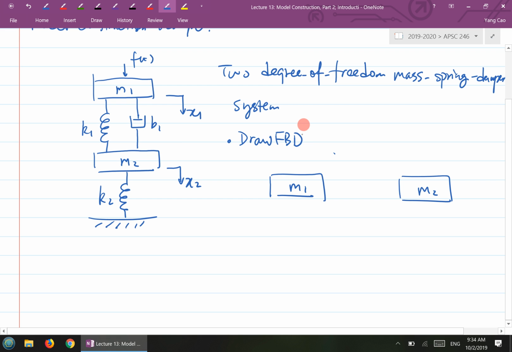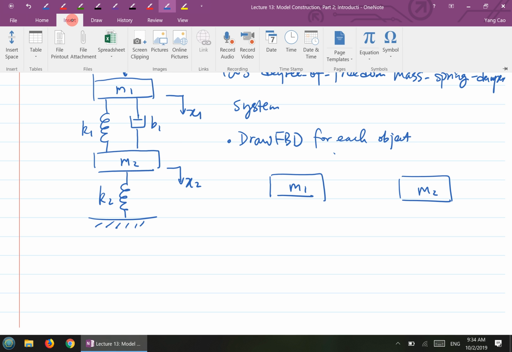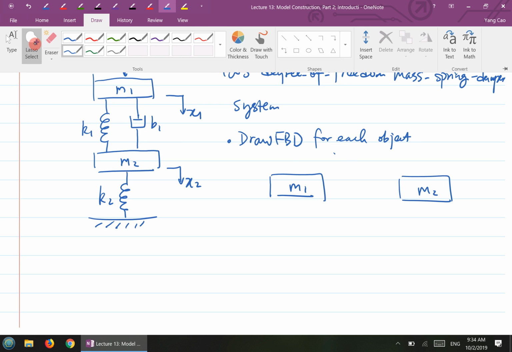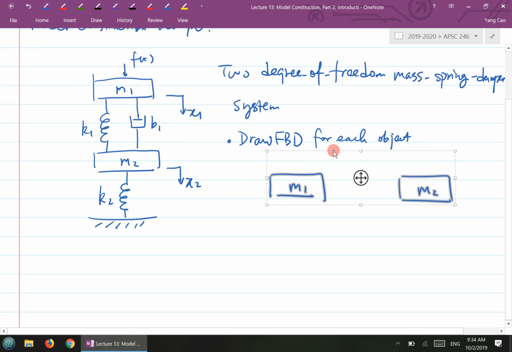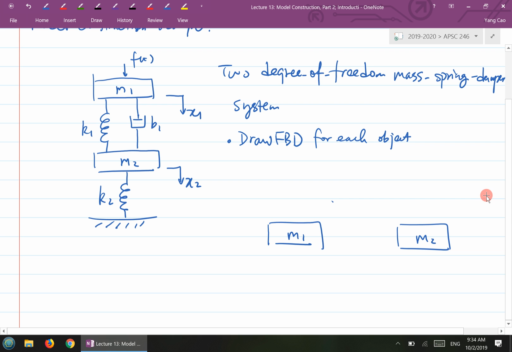So draw an FBD for each object. We have two objects here. I'm going to move this down a little bit. Okay, so draw the free body diagram. Basically, you look at M1 here and sketch all of the external forces onto this object M1. So let's draw the easy one. You have F of t here, which goes down. So that's the first force.